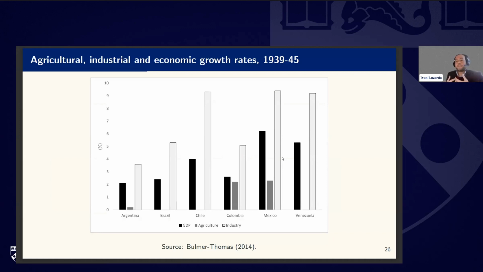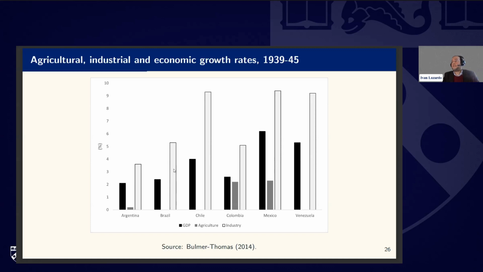But something that we can notice here is that the engine of economic growth was no longer the agricultural sector. So primary goods were not at the core of the economic expansion in these economies during World War II. What we see here is a substantial growth rate for the industrial sector. So behind this GDP growth, basically what was behind this was the expansion in the industrial sector.